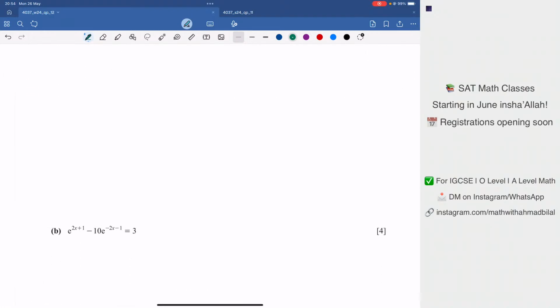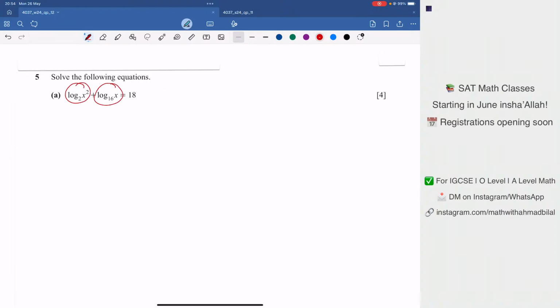Now we've got to solve these two equations. Let's have a look at this now. So we've got log of x squared with base 2 plus log of x with base 16 equal to 18. Now, the bases are different. So how do we convert them to the same base? We could use the change of base rule, right? How would that work?